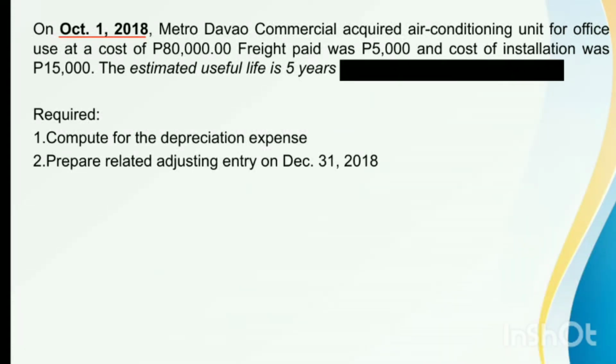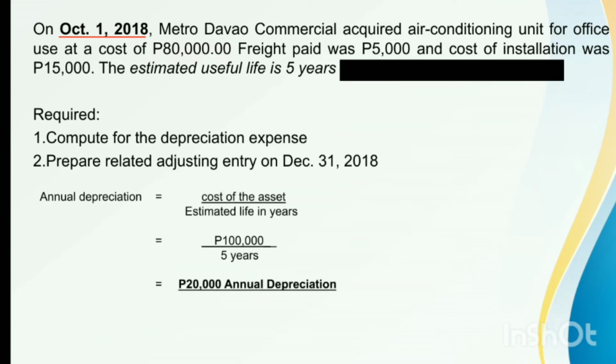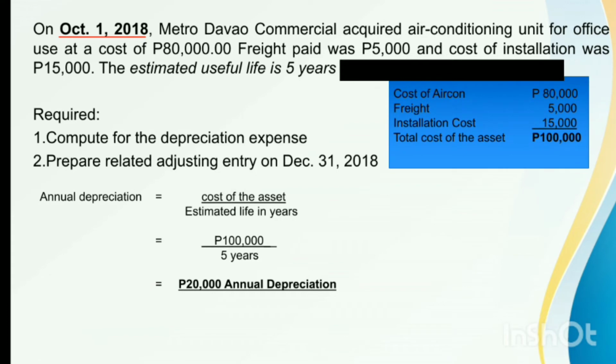If there is no residual value, the depreciation will be determined as follows. So the formula that will be used is the annual depreciation equals the cost of the asset divided by the estimated life in years. So the cost of the asset is the total of the purchase price of the aircon, which is 80,000, and then plus the freight 5,000, and then plus the installation cost 15,000. So the total cost of the asset is 100,000. So 100,000 pesos divided by 5 years, so the annual depreciation is 20,000 pesos.